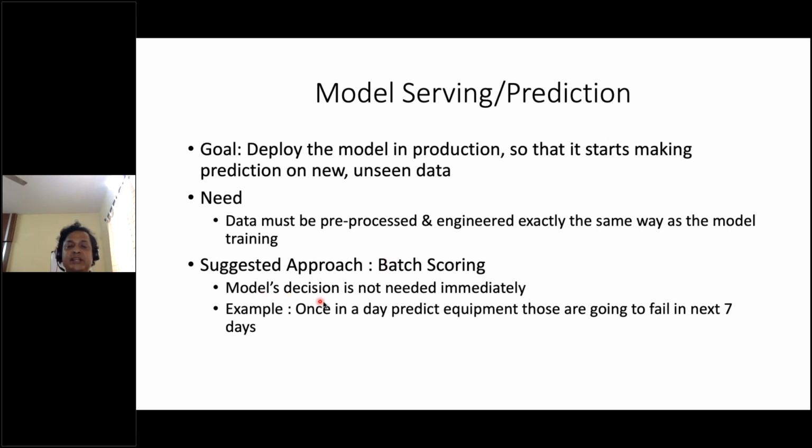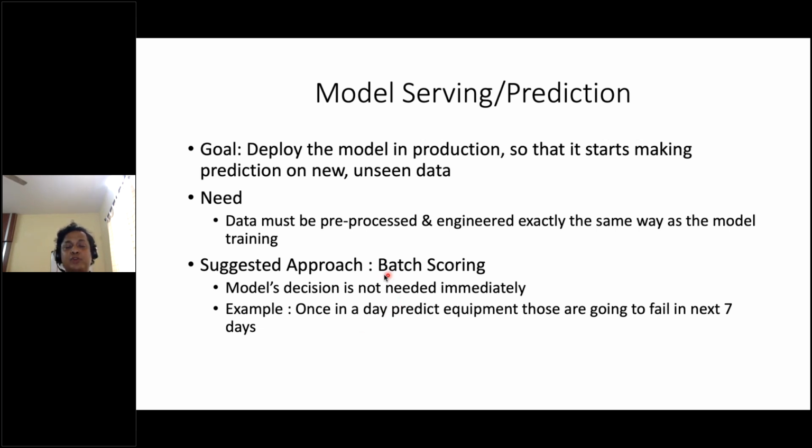Here the model's decision may wait for some time. I'm going to predict whether an asset is going to fail in the next 7 days or next 15 days or next 1 month. It's okay if I do it 1 or 2 days early or less, and 1 or 2 hours before or later. So what could be a suggested approach? I can do prediction for all the assets once in a day, and look into whether the asset is going to fail in the next 7 days. If the window is bigger, I can do the same thing once in a week or something like that.